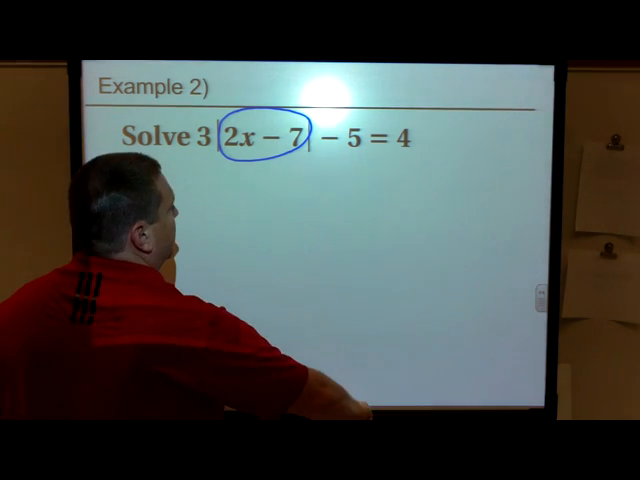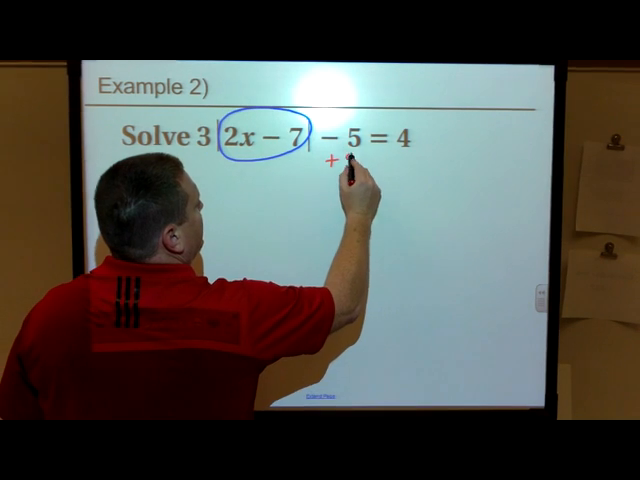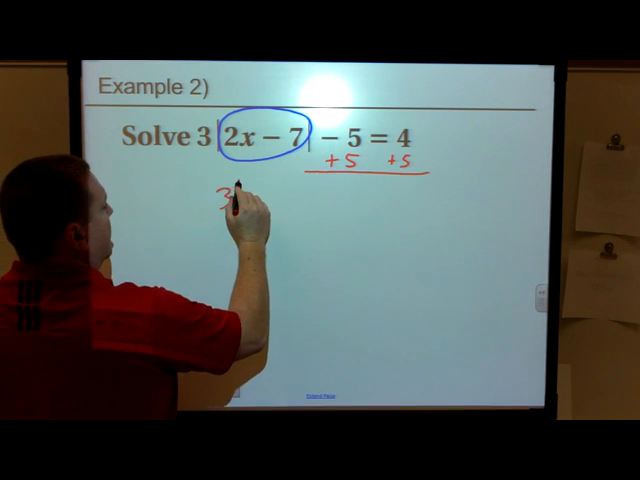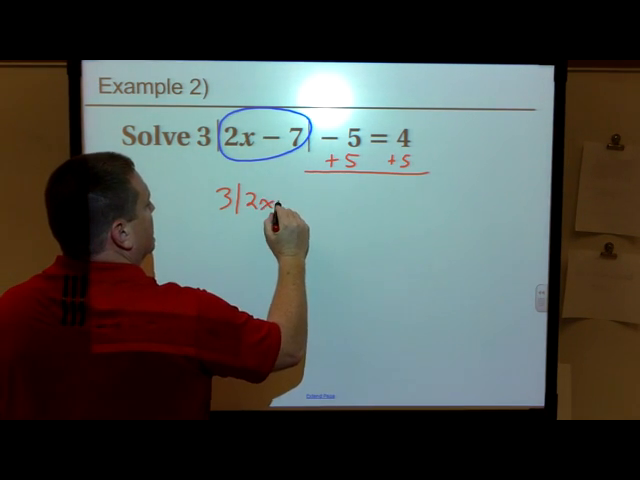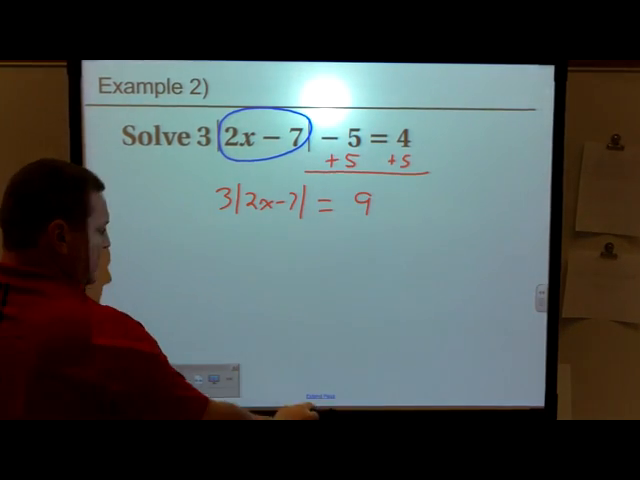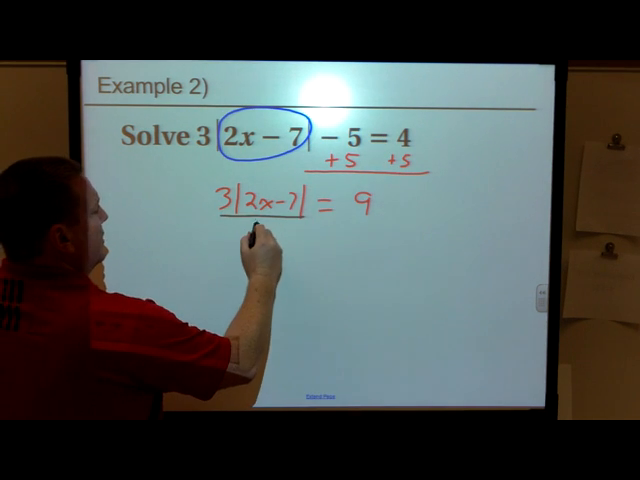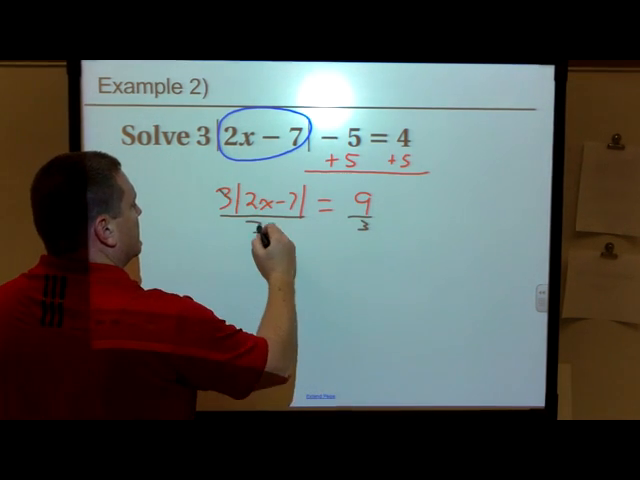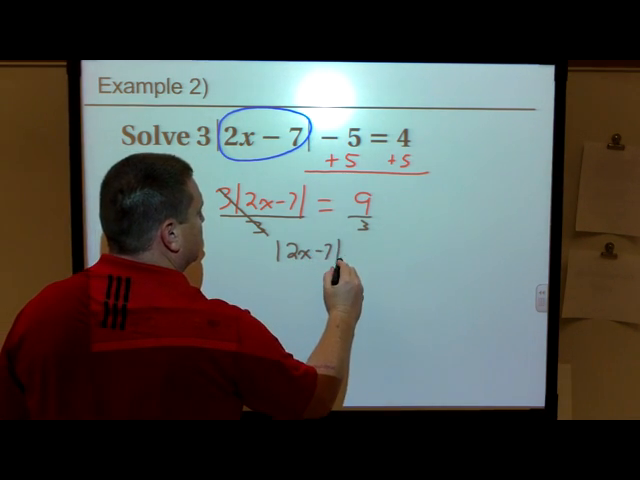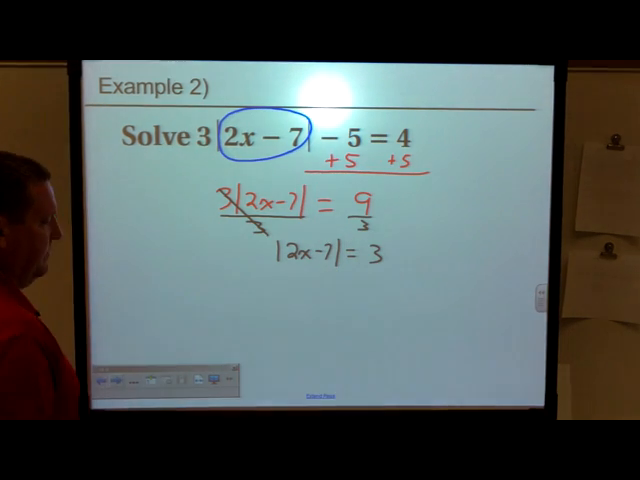Okay, so we're still going to do reverse PEMDAS here, so I'm going to add 5 to both sides. So I'm going to bring down my 3 times the absolute value of 2x minus 7 is equal to 9. I'm going to divide by 3 on both sides. So now I have the absolute value of 2x minus 7 is equal to 3.